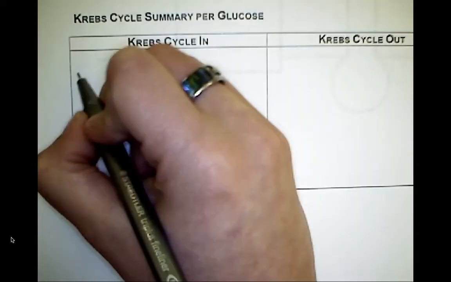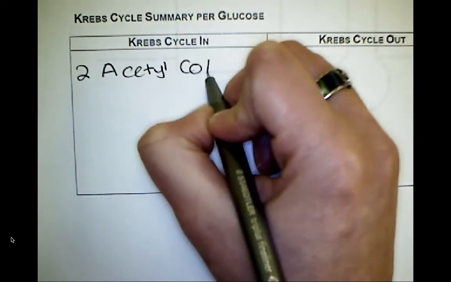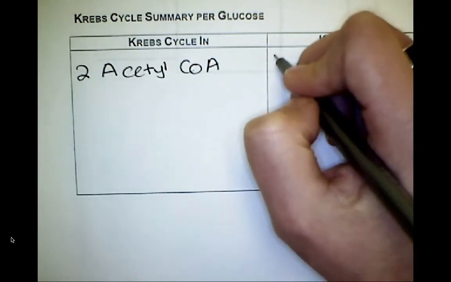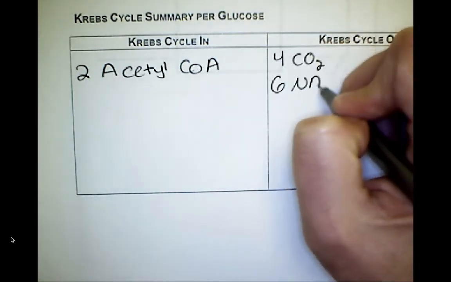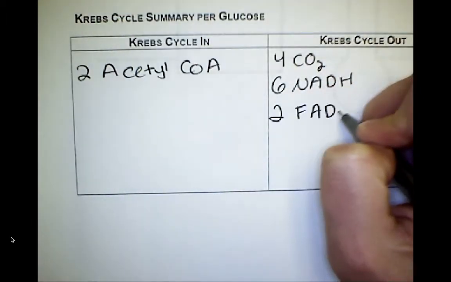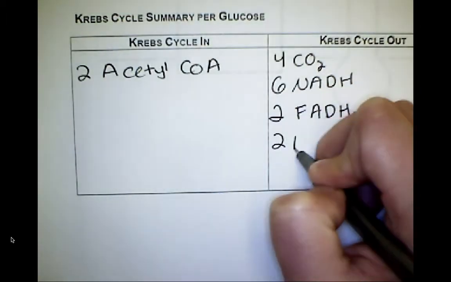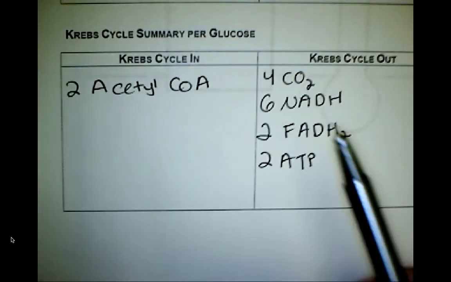Now, per glucose, we made 2 acetyl-CoAs. We made 4 carbon dioxides, 6 NADHs, 2 FADH2s, and 2 ATPs. Okay, sounds like a lot. Really, here's the key part.